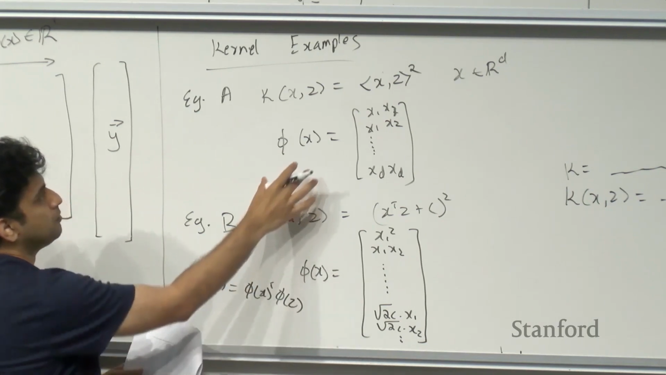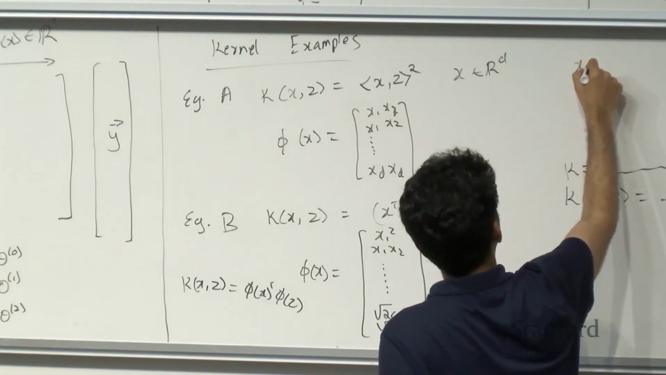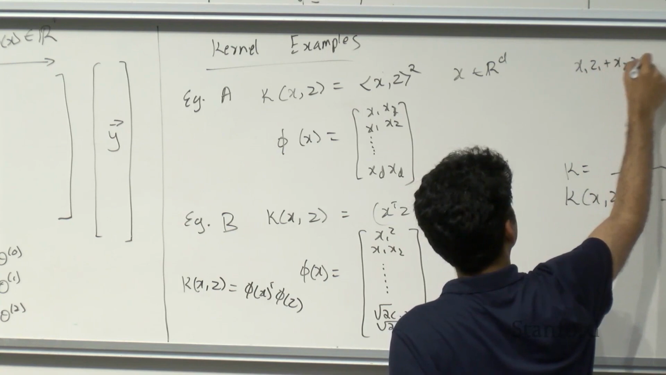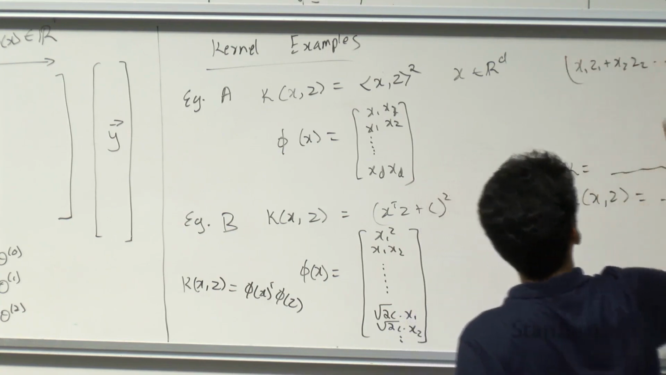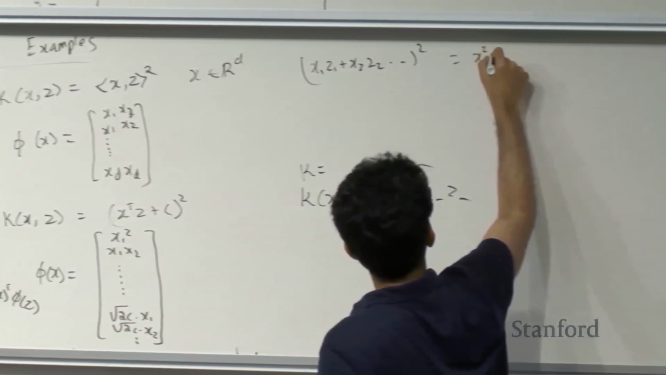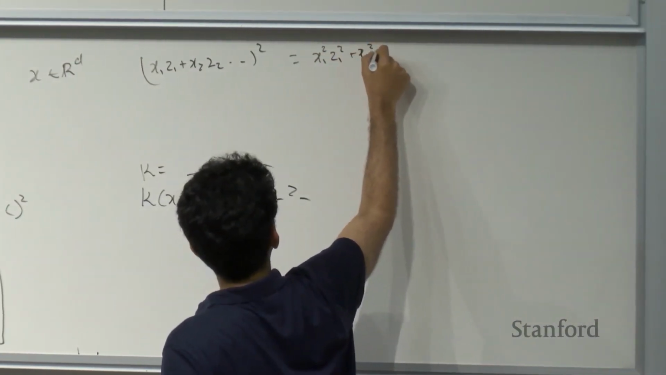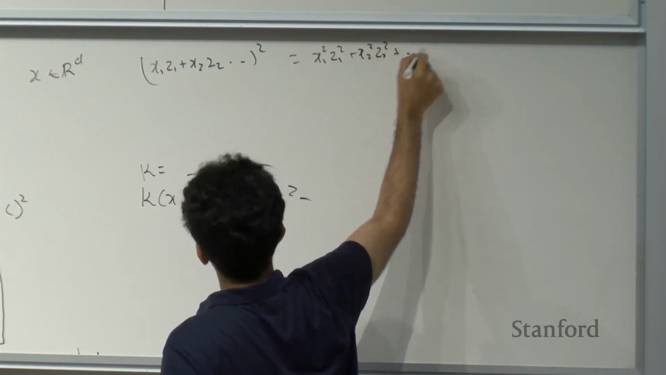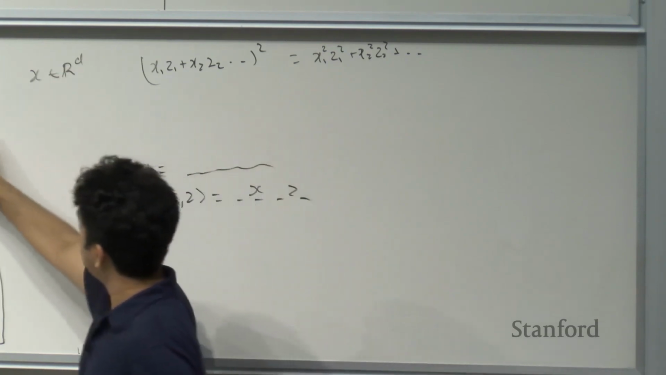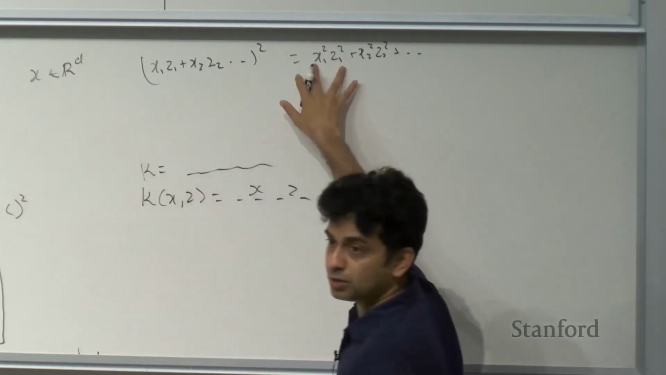So that would be x1 z1 plus x2 z2 and so on, whole square, right? And this would be x1 square z1 square plus x2 square z2 square plus cross terms, right? And this is x1 x1, and with phi of z there is going to be a z1 z1, and when you do the dot product you're going to get this term.